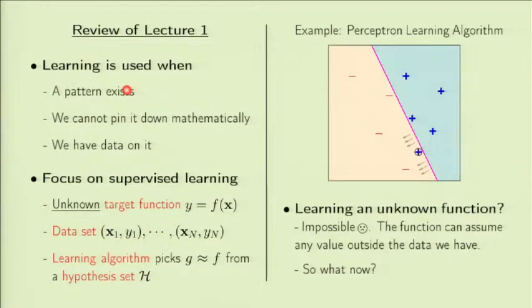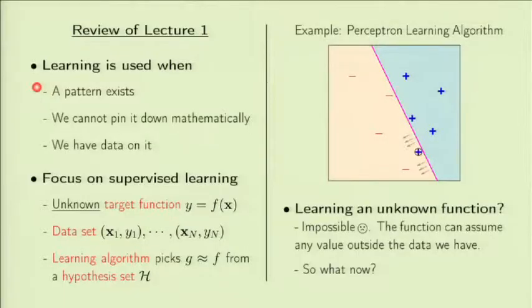You should ask yourself, is there a pattern to begin with that we can learn? And we realized that this condition can be intuitively met in many applications, even if we don't know mathematically what the pattern is. The example we gave was the credit card approval. There is clearly a pattern if someone has a particular salary, has been in residence for so long, has that much debt, and so on, that this is somewhat correlated to their credit behavior. And therefore, we know that the pattern exists in spite of the fact that we don't know exactly what the pattern is.